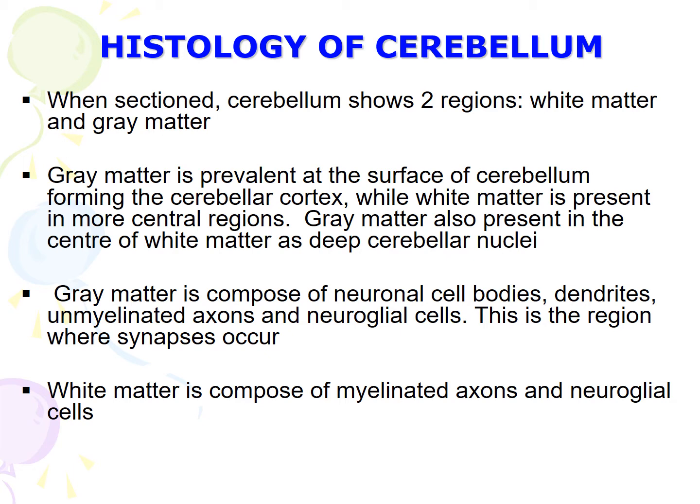When you section a piece of cerebellum, it shows two regions, white matter and grey matter. Grey matter is present at the surface of the cerebellum and is known as cerebellar cortex. Grey matter is also present deep in the white matter as deep cerebellar nuclei. As you know, grey matter is composed of neuron cell bodies, dendrites, unmyelinated axons, and glial cells. The white matter is composed of myelinated axons and glial cells.